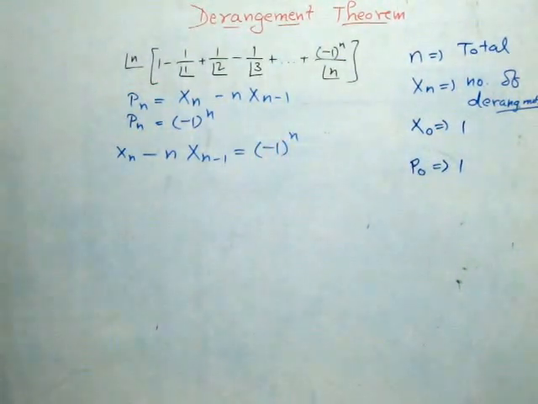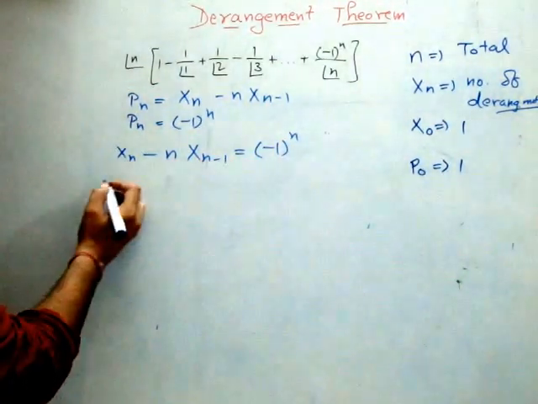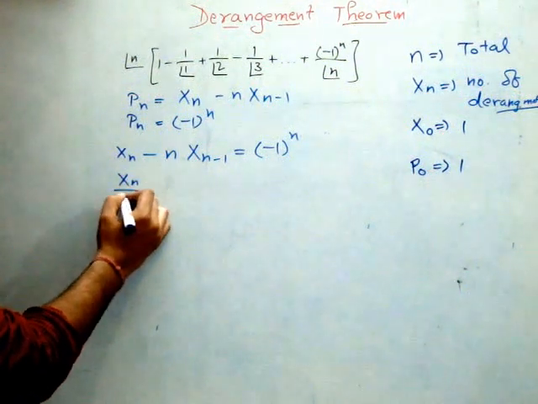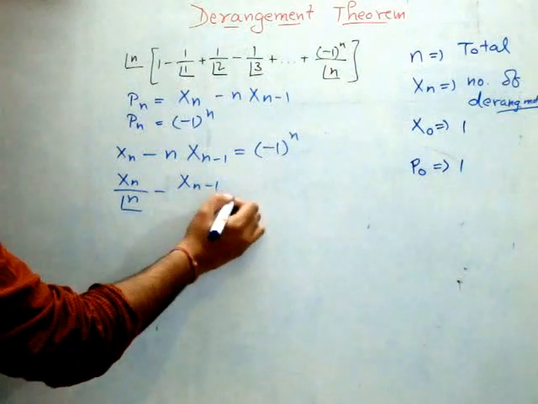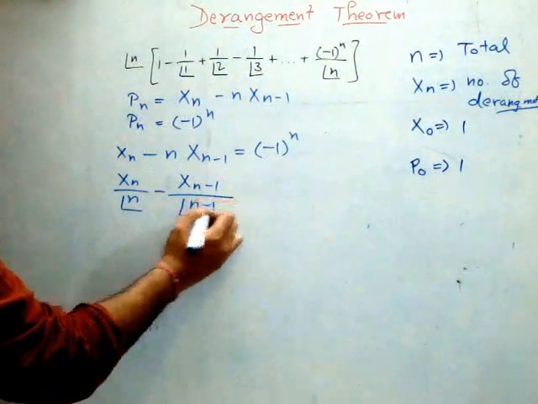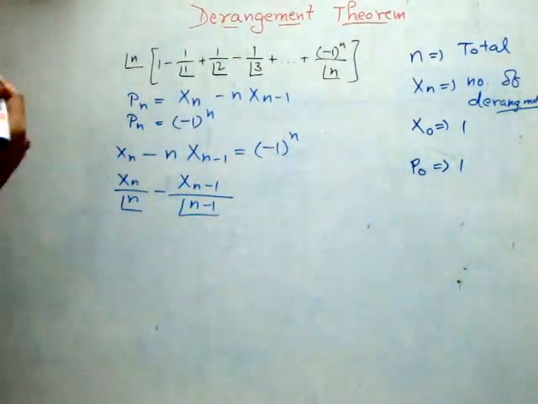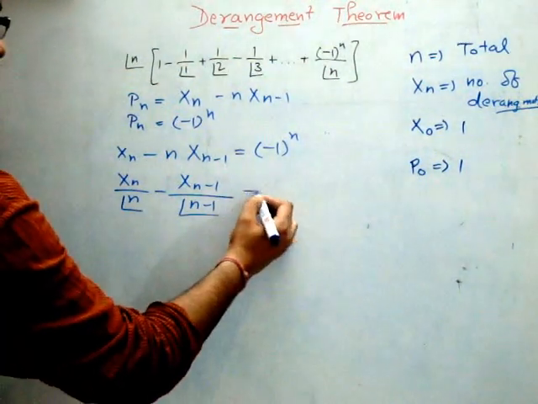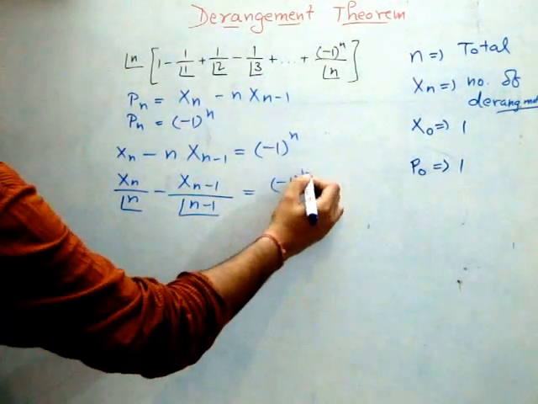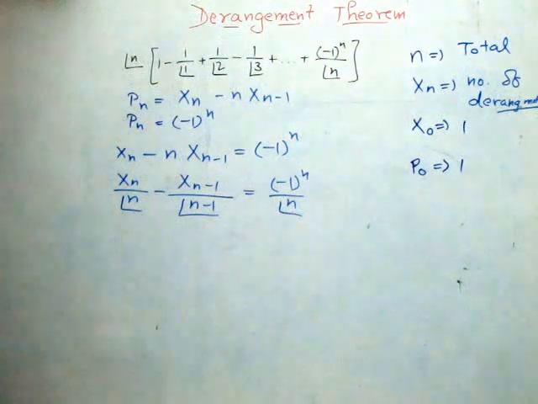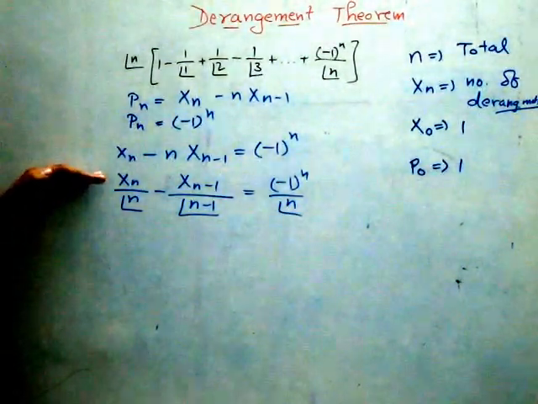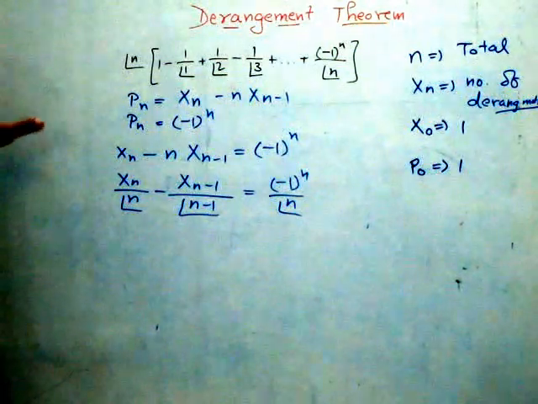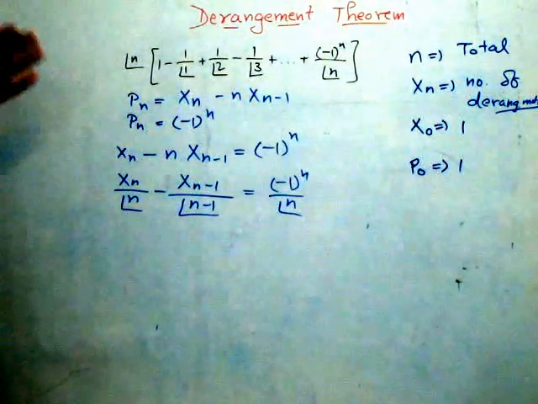Now let's divide this whole thing by factorial n. If we divide this thing by factorial n, it will become xn upon factorial n minus xn minus 1 upon factorial n minus 1, since n upon factorial n is equal to 1 upon factorial n minus 1. So it is equal to minus 1 to the power n upon factorial n. Fine. So we will try to put different values and find out the sum of them.